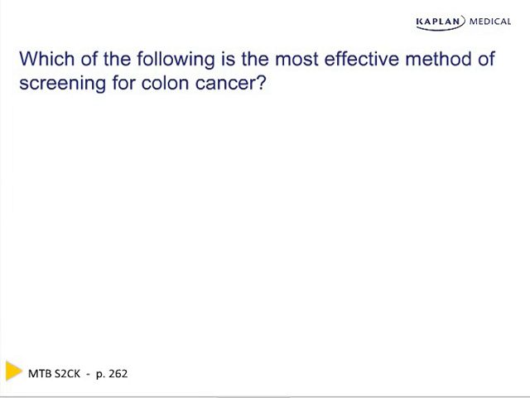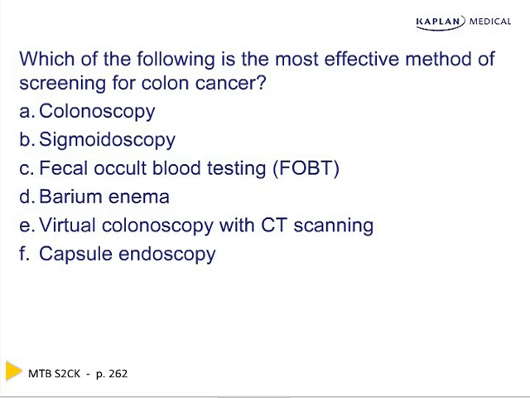Which of the following is the most effective method of screening for colon cancer? Is it A, colonoscopy, B, sigmoidoscopy, C, fecal occult blood testing, D, barium enema, E, virtual colonoscopy with CT scanning, or F, capsule endoscopy? The correct answer is A, colonoscopy. It's been recently shown that colonoscopy reduces mortality. The reason we like it is because it also allows for biopsy.